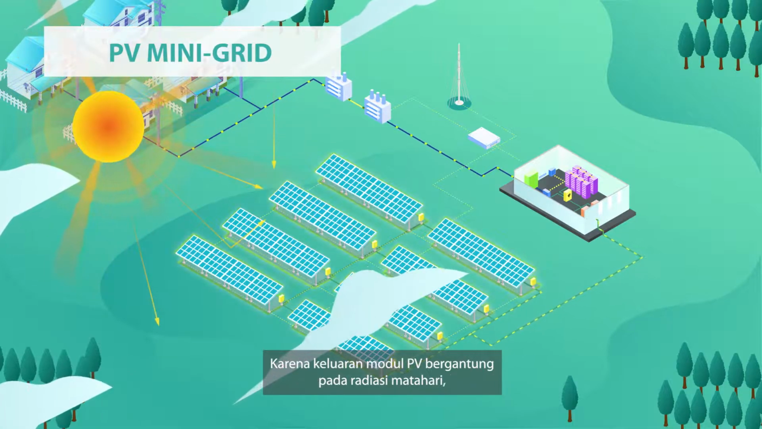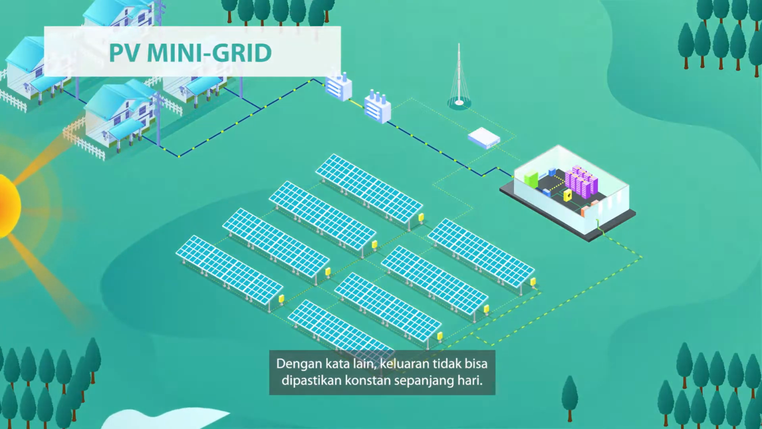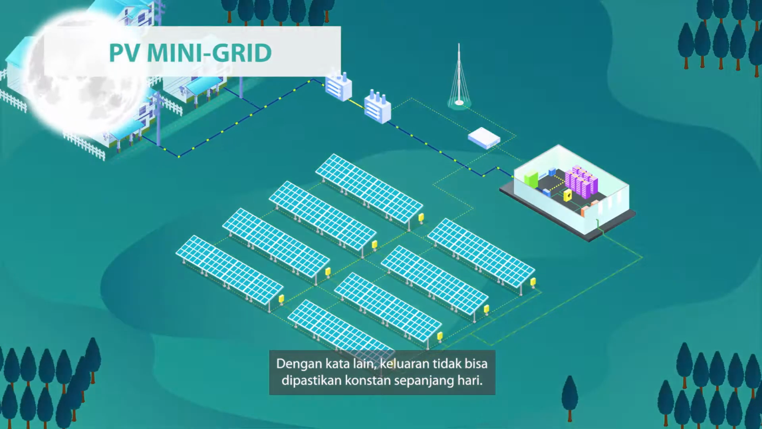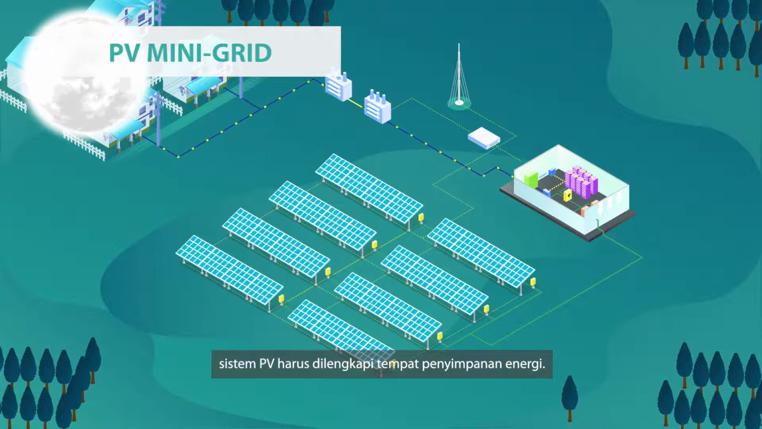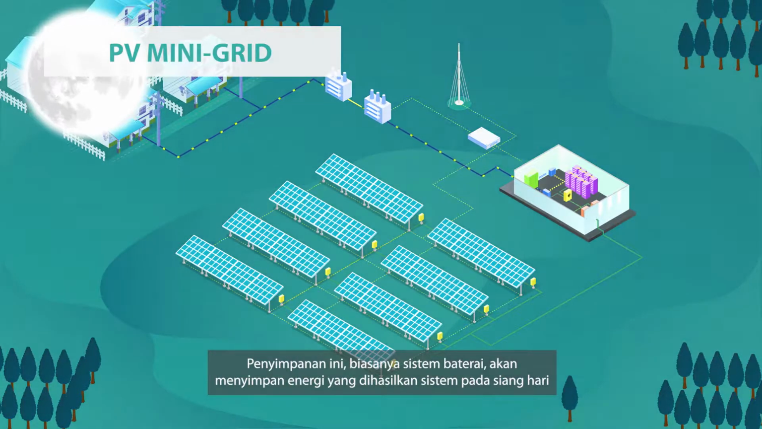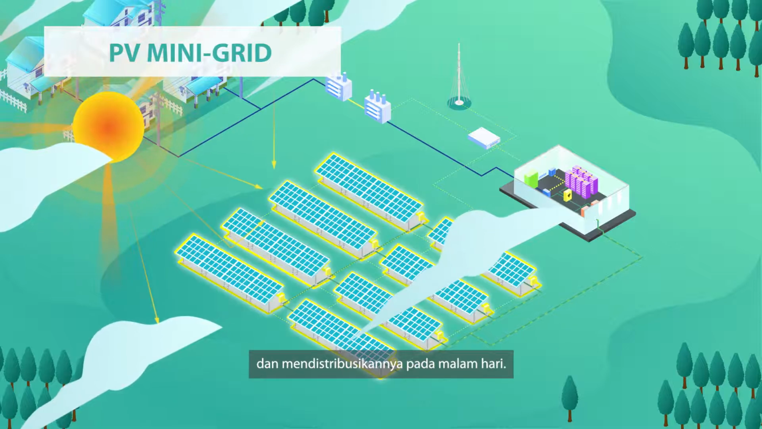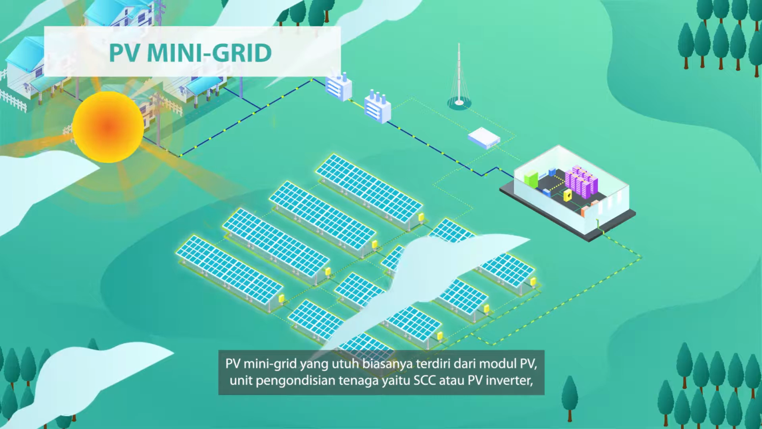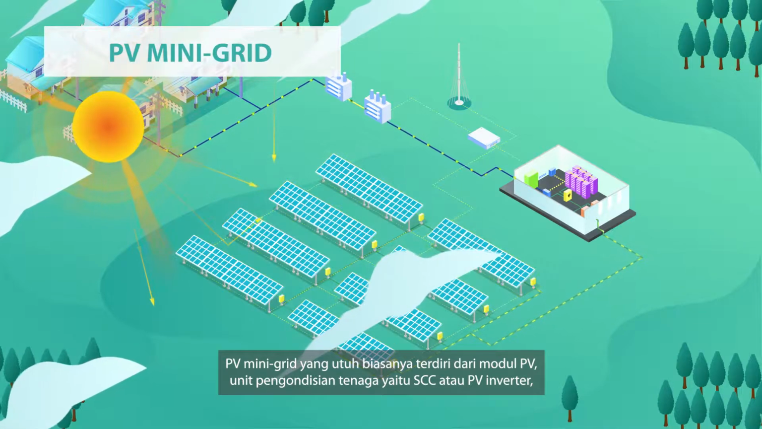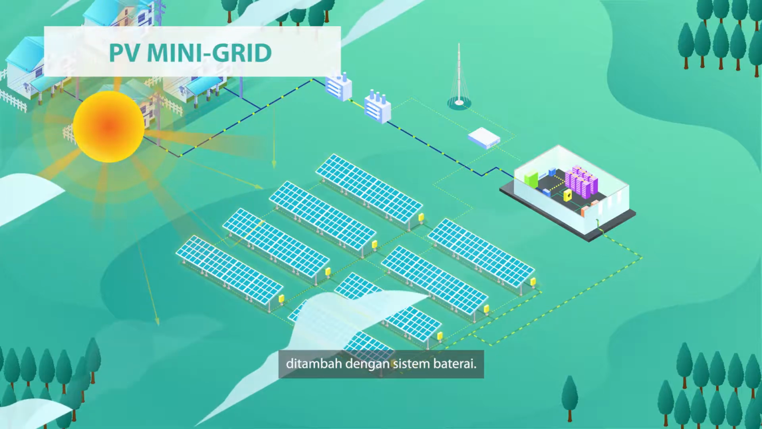As a PV module's output depends on solar radiation, PV system output is intermittent. In other words, its output is not guaranteed to be constant for 24 hours. For a PV system to be able to serve 24 hours as a mini-grid, it needs to be equipped with energy storage. This storage, usually a battery system, will store the generated energy during the day and distribute it during the night. A complete PV mini-grid usually consists of PV modules, power conditioning units that are SCC or PV inverter and battery inverter, coupled with a battery system.